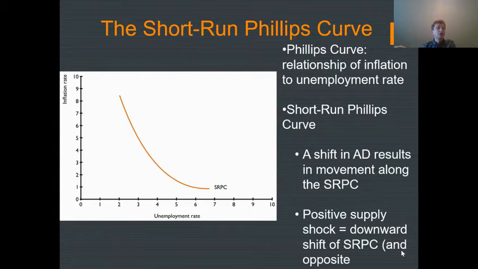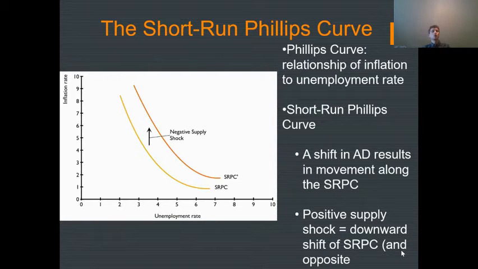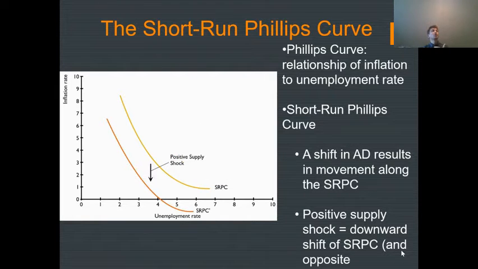Now, when it comes to supply shocks, that changes the entire relationship of inflation and unemployment. At every inflation rate, you're going to have a different unemployment rate and vice versa. In this case, a negative supply shock is going to shift your SRPC upwards. So a negative supply shock, a leftward shift of supply, shifts your SRPC upward. A positive supply shock is going to have the opposite effect. It's going to shift your SRPC downward.